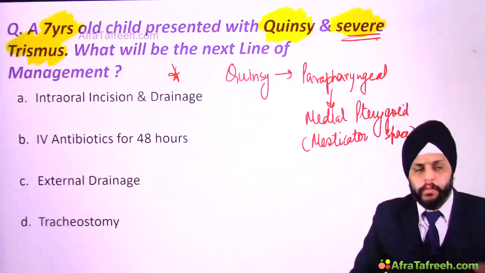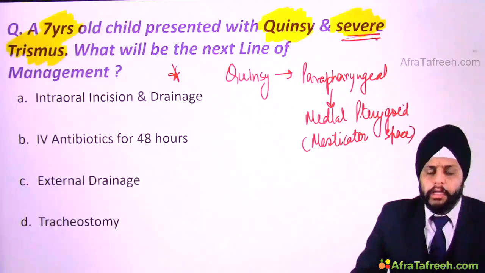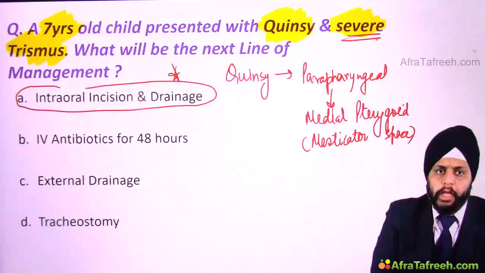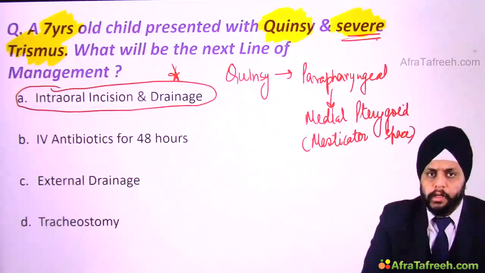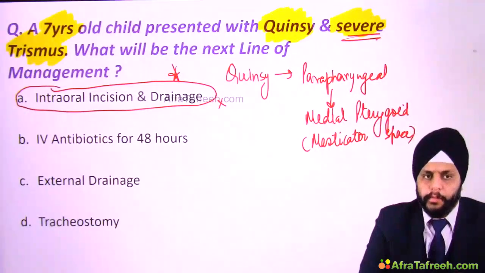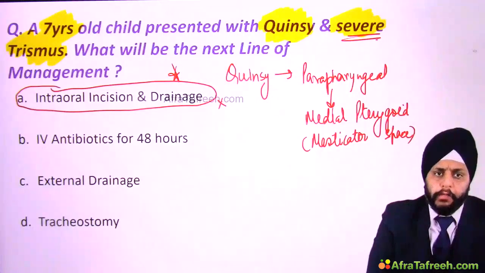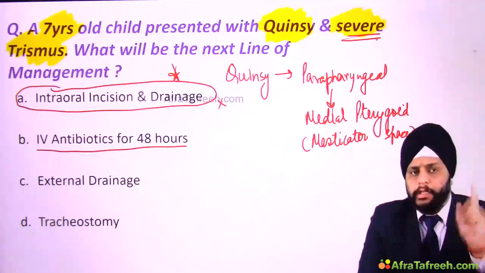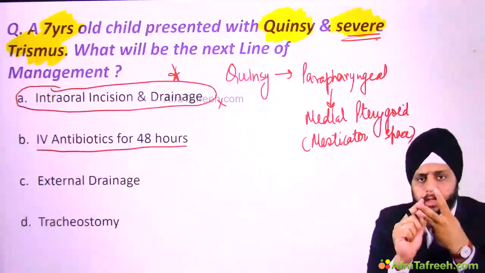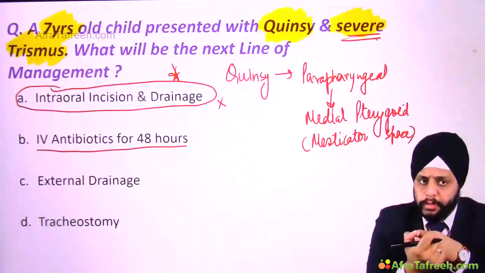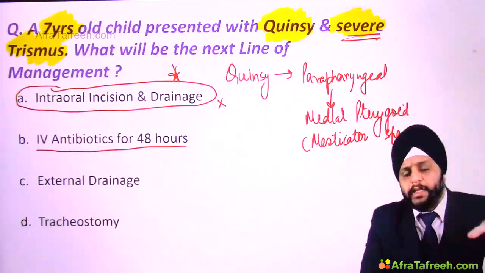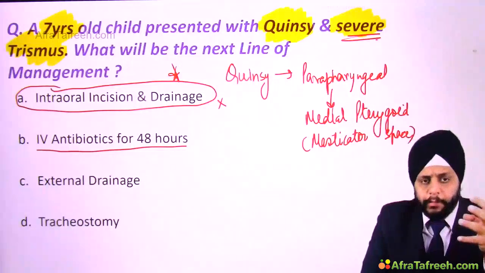So with this knowledge, we come to the options. Intraoral incision and drainage. You see, there is no possibility of intraoral drainage. Why? Because the patient is having severe trismus, less than 1 finger mouth opening. So this option is not possible. Next is IV antibiotics for 48 hours. Now you see, this patient has 3 different space abscesses: peritonsillar space, parapharyngeal space, and probably masticator space also.